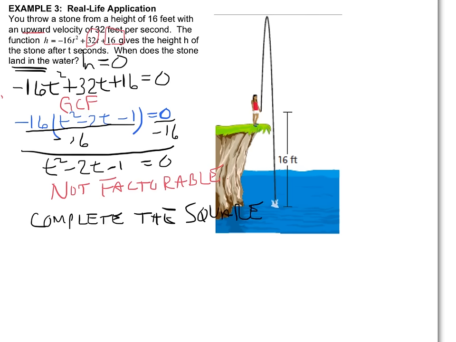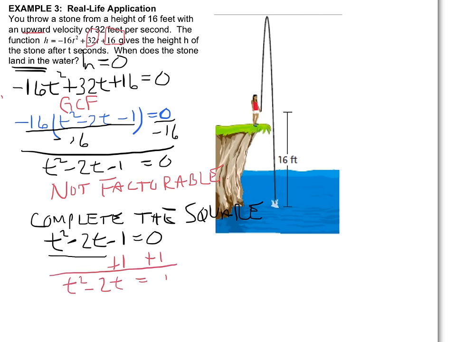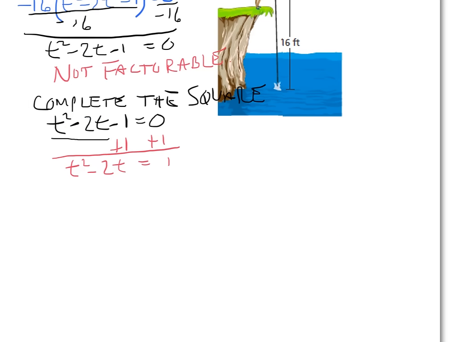When we complete the square, what we know is t squared minus 2t minus 1 equals 0. We need this piece, ax squared plus bx, to be isolated. So our very first move is to move this 1 over to the other side. We're doing that because we need to find a way to create a perfect square trinomial on the left-hand side to be able to work with. From this point, we are now going to use our steps.